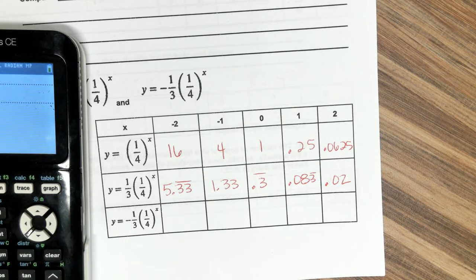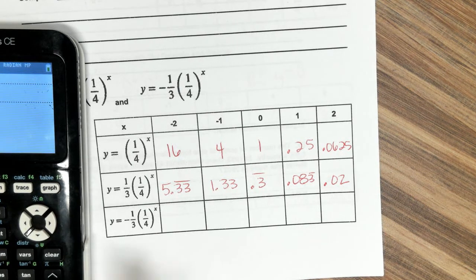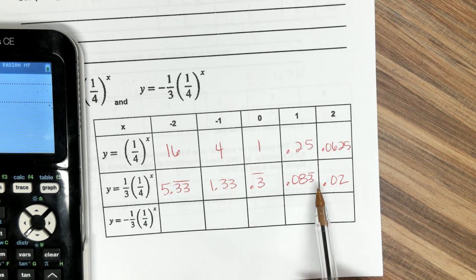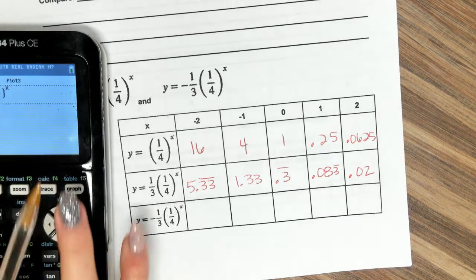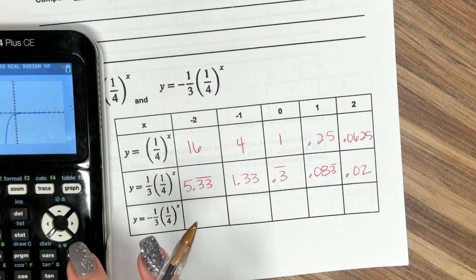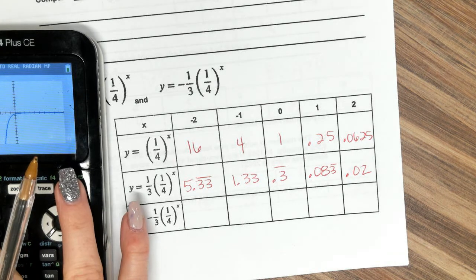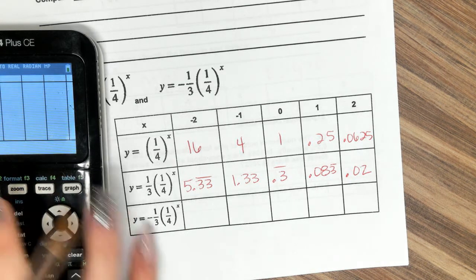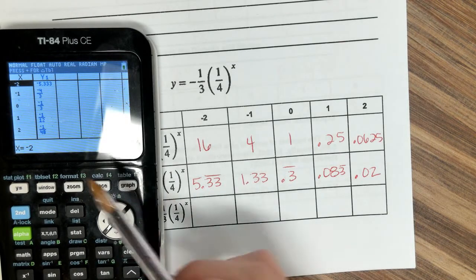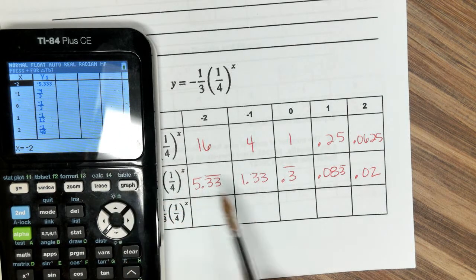-1/3. What did we learn about this yesterday? Yeah, it's going to be the exact same numbers as this, right? Except negatives. But let's go check. Oops, I didn't mean to hit graph. Like reset it. 2nd plus 7, 1, 2. All right, so does everybody see that it has the exact same numbers as this one, but they're all negative?